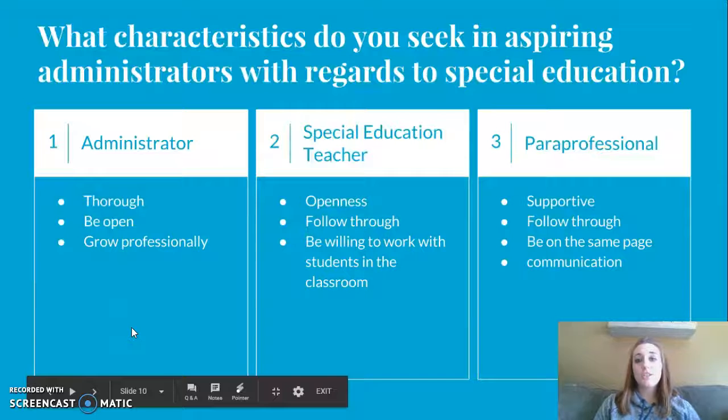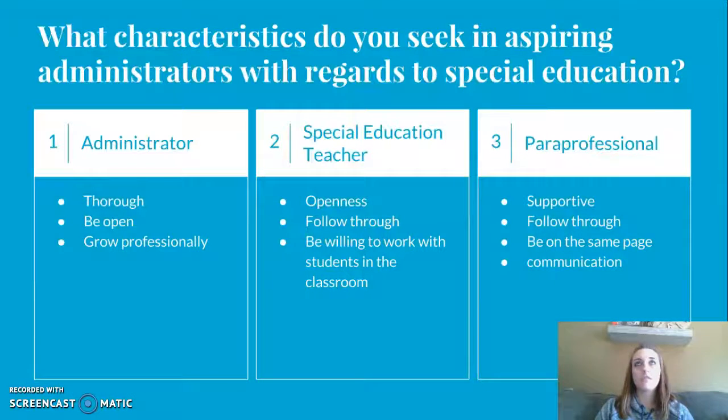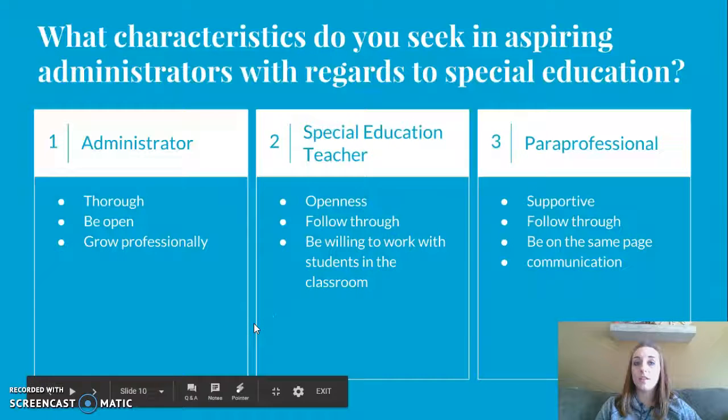So what characteristics do you seek in aspiring administrators in regards to special education? My principal said to be thorough, be open, and don't be afraid to grow professionally, as it is an ever-changing line in our work. The SPED teacher said to have openness.